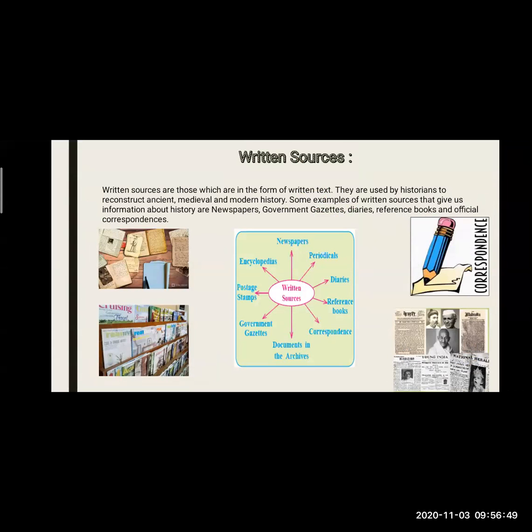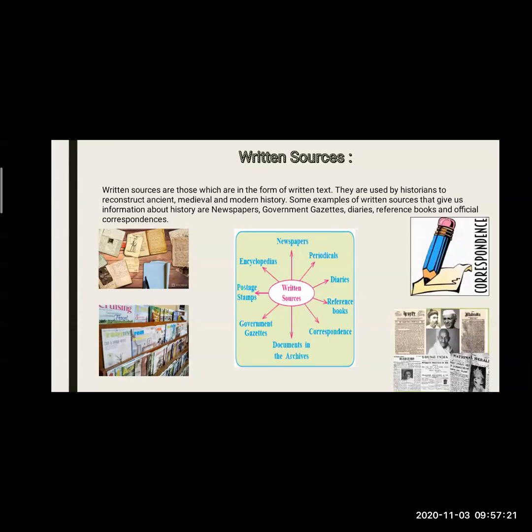Now, coming to the first kind of sources, that is written sources. Now, what are written sources? Written sources are those which are in the form of written text. They are used by historians. Now, who are historians? Historians are the persons who study and write about the past and are regarded as an authority on it, to reconstruct and get a full description using the facts that are known, of ancient, medieval, and modern history.